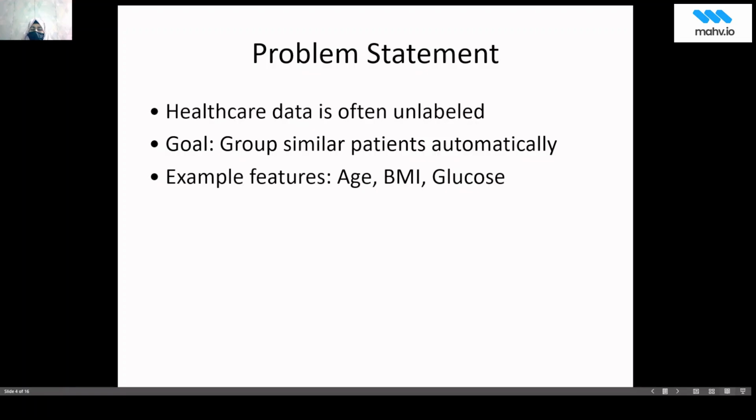Now, what is the problem statement? Healthcare data is often unlabeled. It's not the case that we always have a label. So the goal is to group similar patients automatically, that is, we want to do grouping on the basis of similarities. For example, persons having blood group A are separated in one group and others are in another group. So we are doing grouping. For now we discuss the example of age, BMI and glucose level.